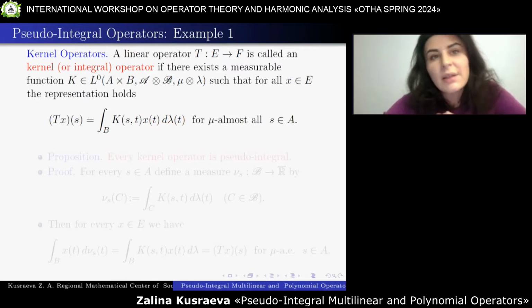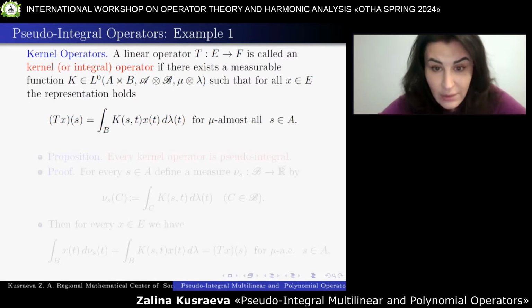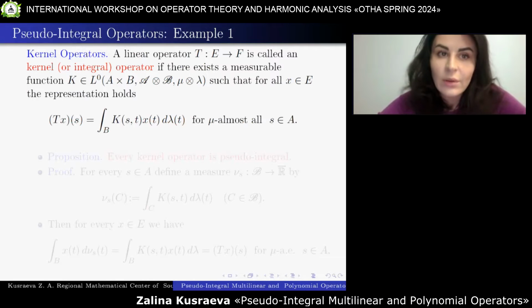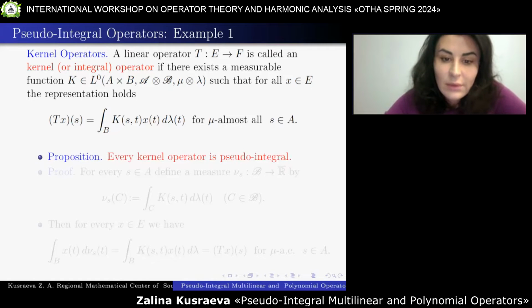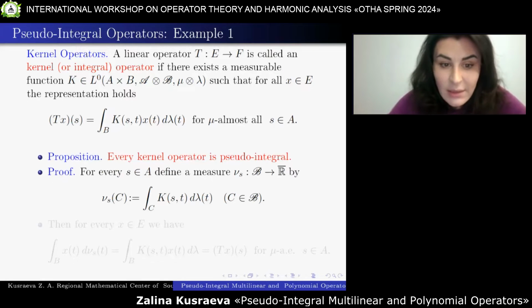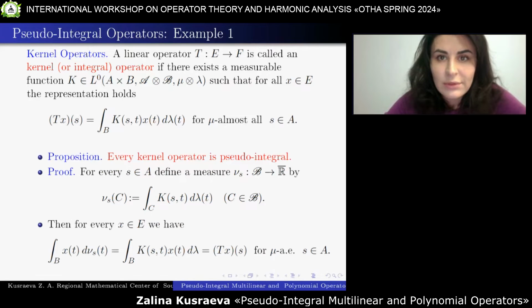We now consider two classes of pseudo-integral operators as examples. The first class consists of classical kernel operators or integral operators. So a linear operator T acting from E to F is called a kernel or integral operator if there exists a measurable function k of two variables such that for all x in E, this representation holds. It can easily be seen that every kernel operator is a pseudo-integral operator. And indeed, very easy calculations show us that it is true. I will not stop on them.